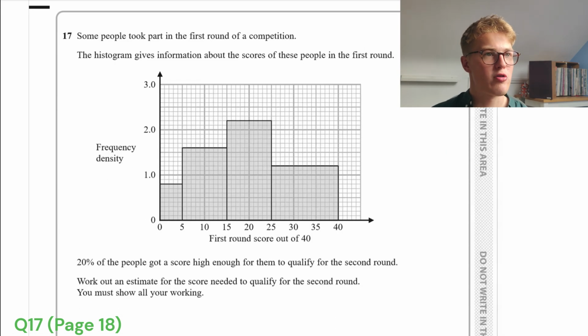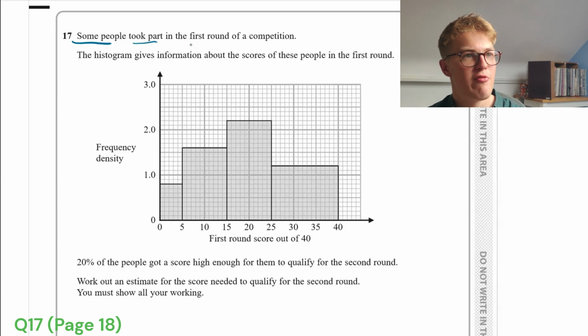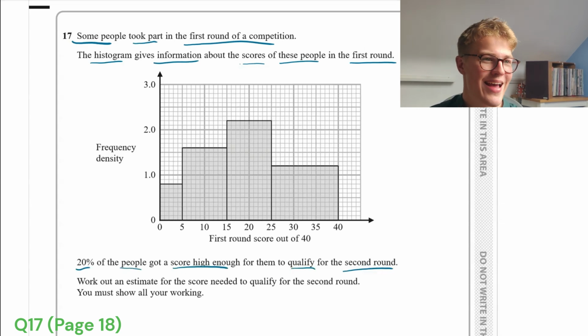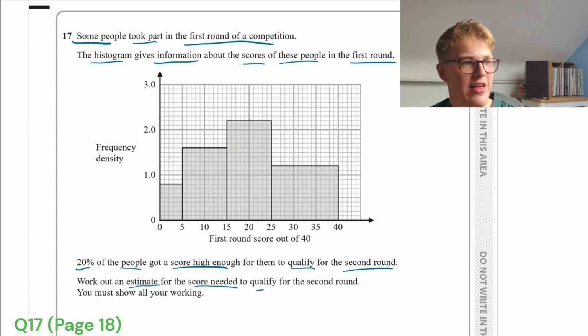Some people took part in the first round of a competition. The histogram gives information about the scores of these people in the first round. 20% of the people got a score high enough for them to qualify for the second round. Work out an estimate for the score needed to qualify for the second round.